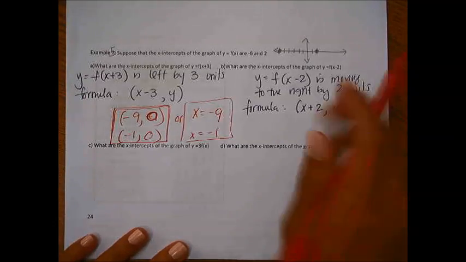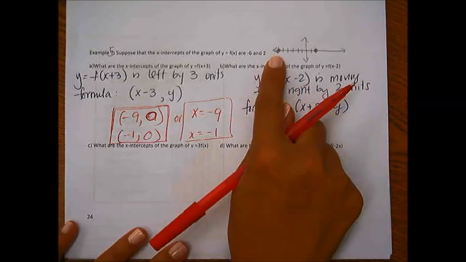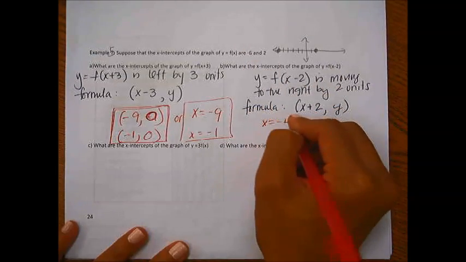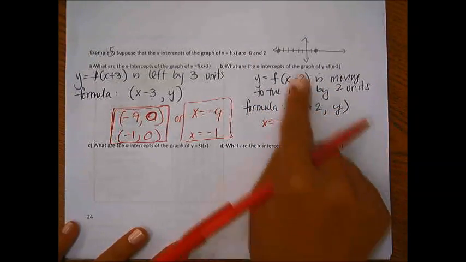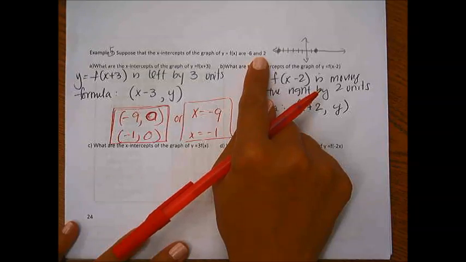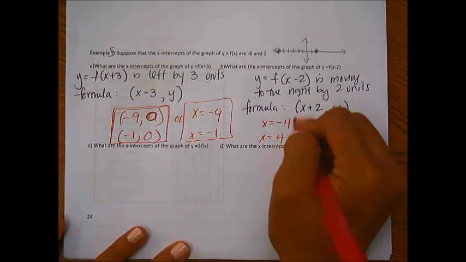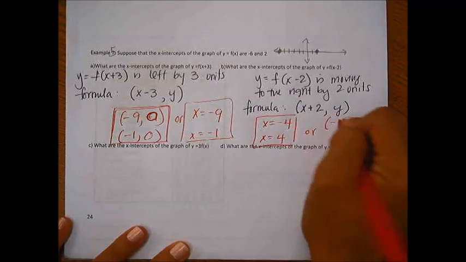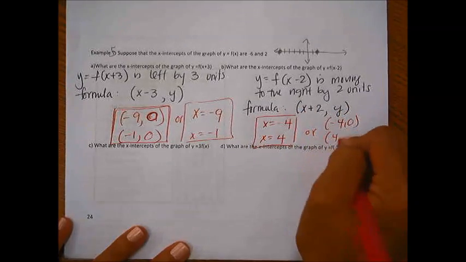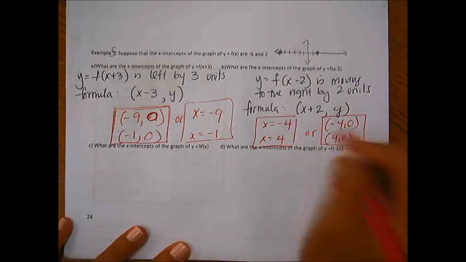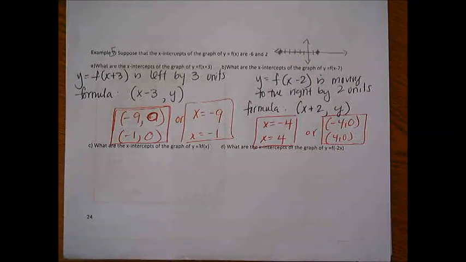So I'm going to take this, -6, add 2. That's going to be -4. So my new x-intercepts are -4. The second x-intercept is 2. 2 plus 2 is 4. So these are my two x-intercepts. Or you can write -4, comma 0 and 4, comma 0, because y for x-intercepts will always be 0. So you pick whatever method you want to write your answer.